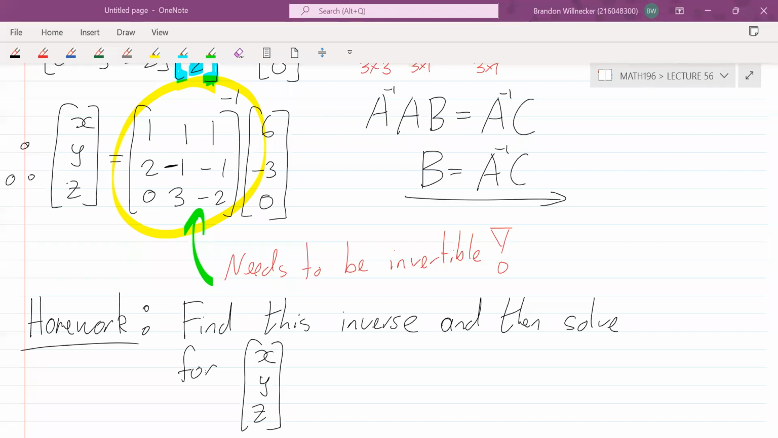If you would like to do some more examples on this, tutorial 4 has a few questions on testing invertibility using the determinant. And I think question 2 from tutorial 4 is finding the inverse. You can have a look at that if you want some more practice.